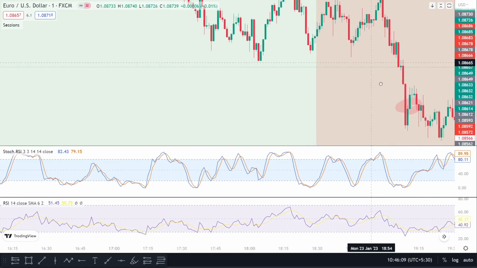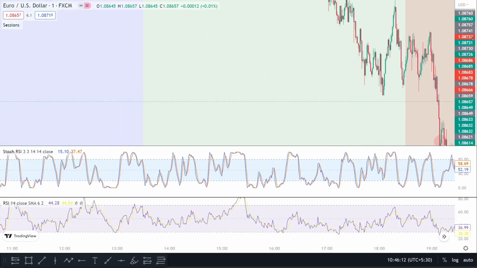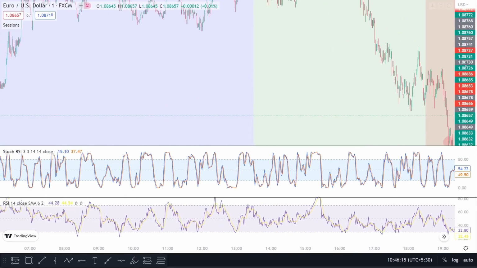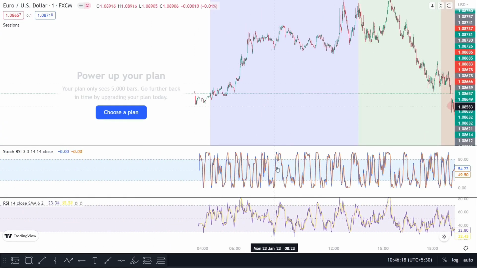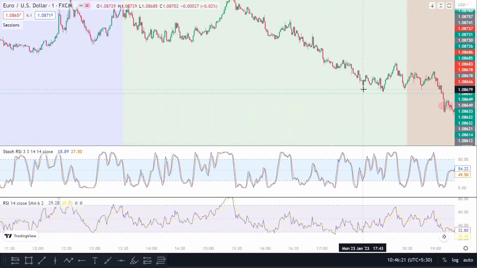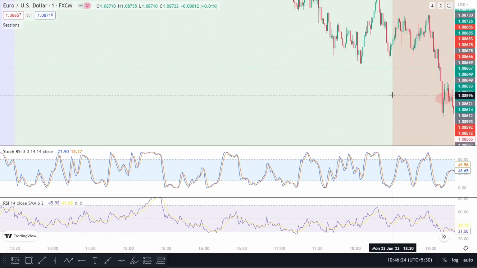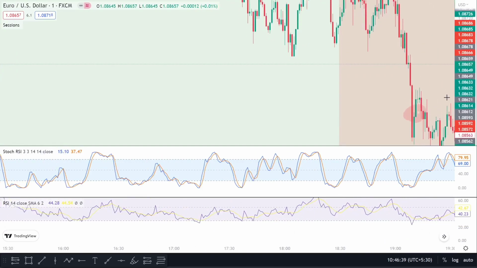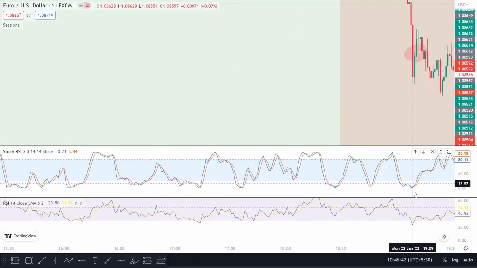Okay. So right here, I'm going to backtest for 1 week. This is Monday, as you can see. We cannot go back further than this since this is a free trial account. So here we have the London and New York overlap, and the trade will start from here. As you can see, the RSI is neither overbought nor oversold, so there's no trade at this point. However, at this point, the RSI is oversold, and even the stochastic is also oversold.